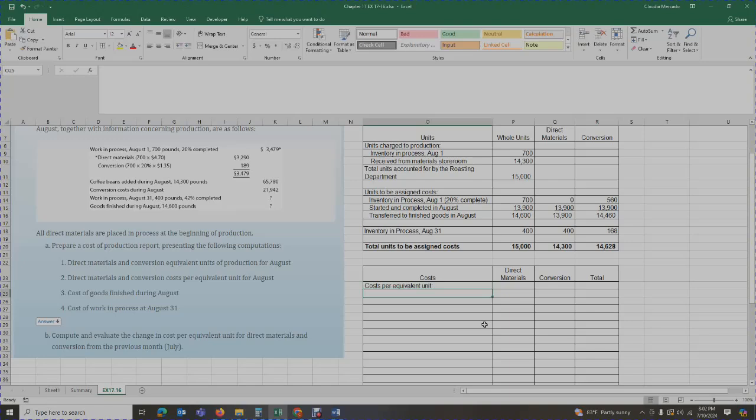So this is the total costs for August in the roasting department. Okay? So if we look here, the total cost in August for the roasting department was $65,780. That is given to you in the problem right here. $65,780. Conversion was given during August of $21,942. That is given to you over here on the table.